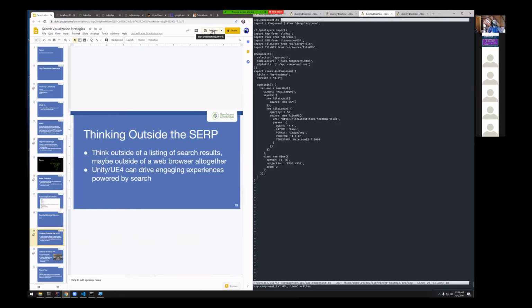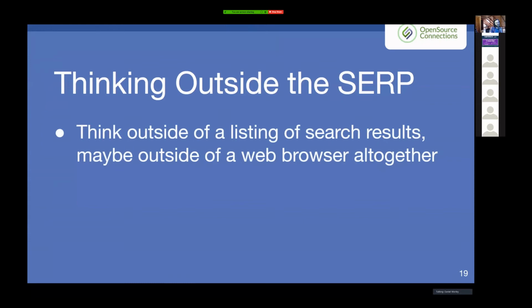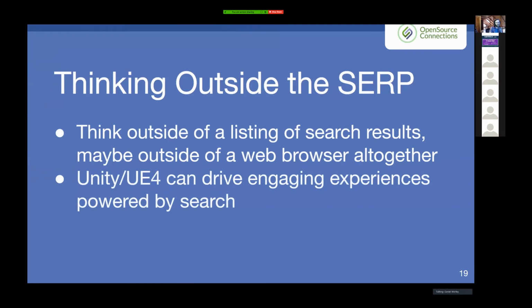So our last topic was thinking outside the SERP. When I say SERP, I mean a search results page, those typical 10 results that come back when you put in a query. And we're starting to see experiences where we're not even in a web browser anymore doing text queries anyway. Unity and UE4 are becoming more and more common, and they're on mobile. You can run these in web browsers now, but it's not your typical web page. It can be a 3D experience or a 2D experience working with assets.